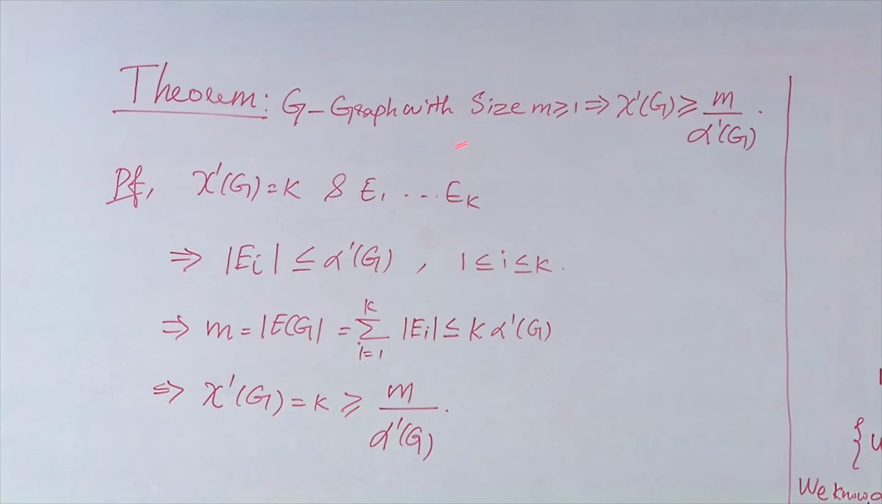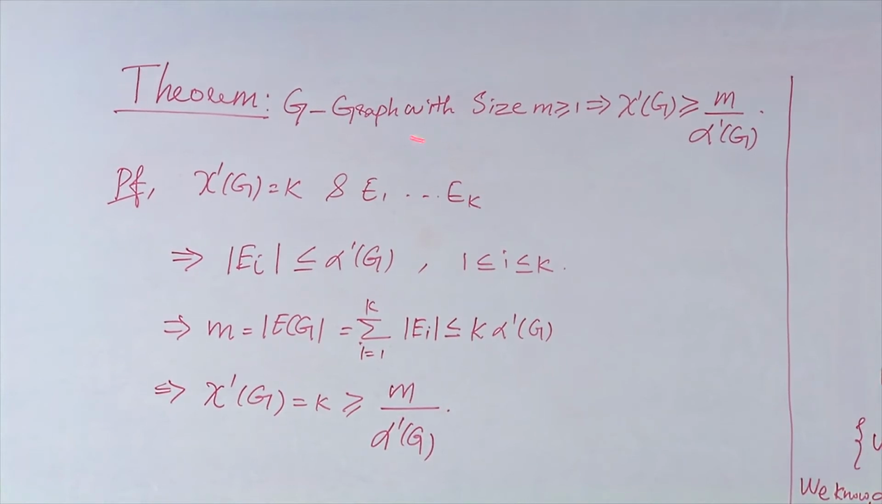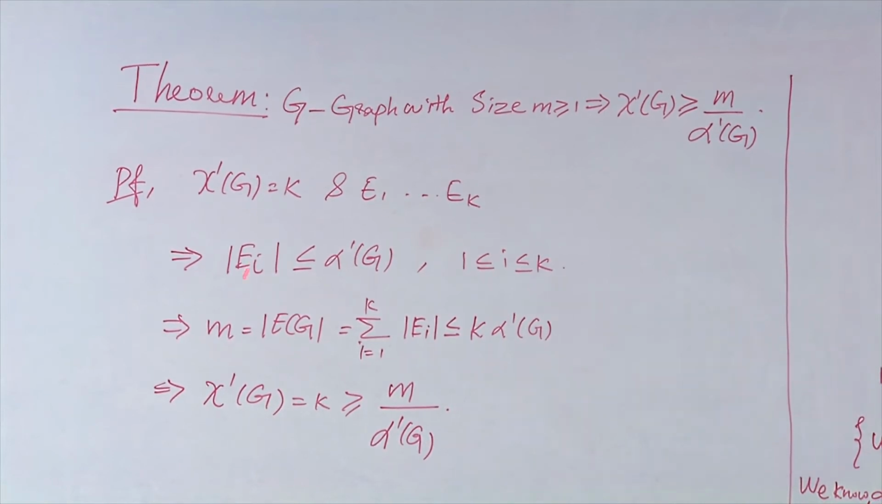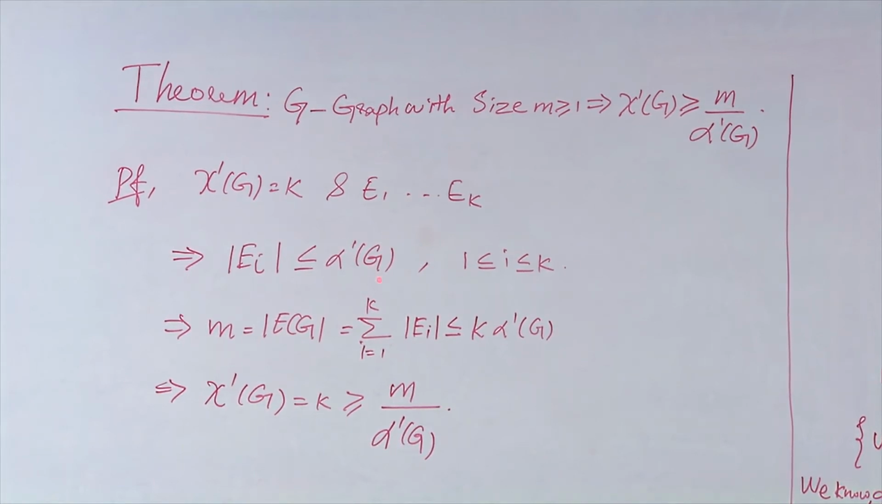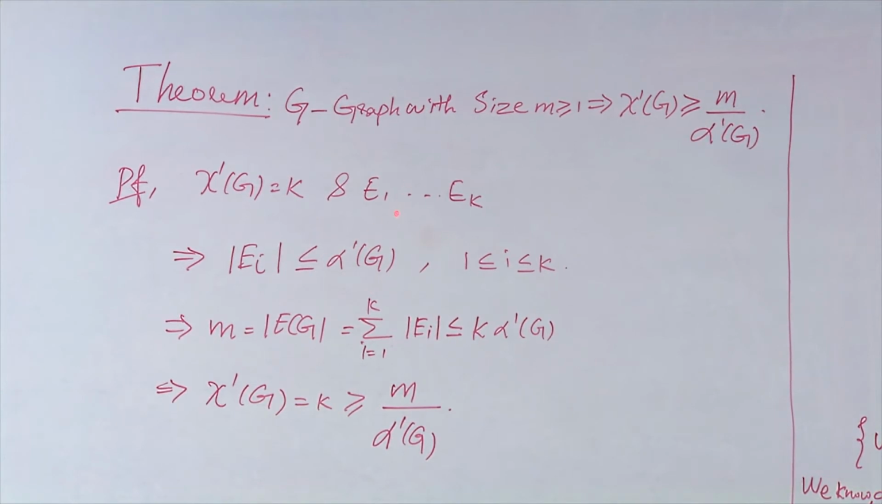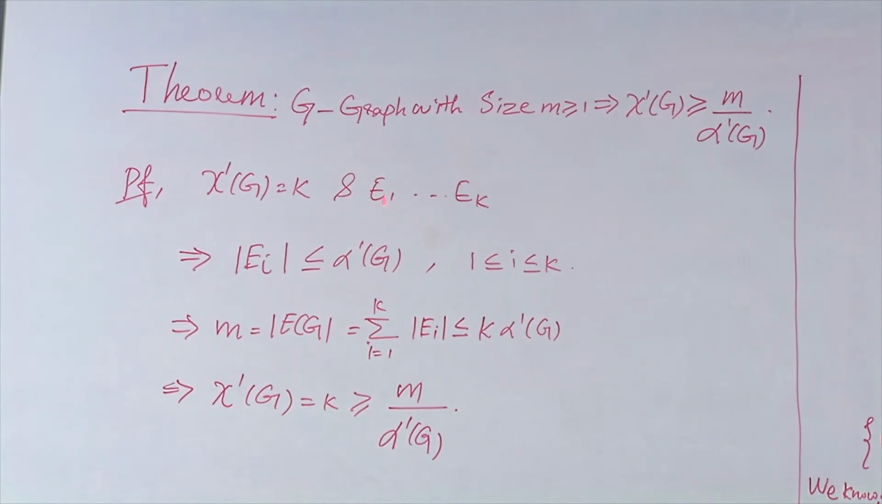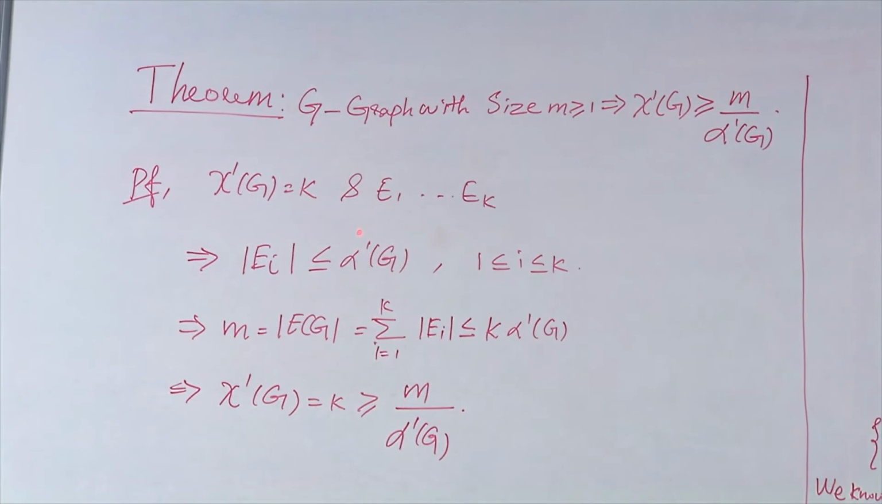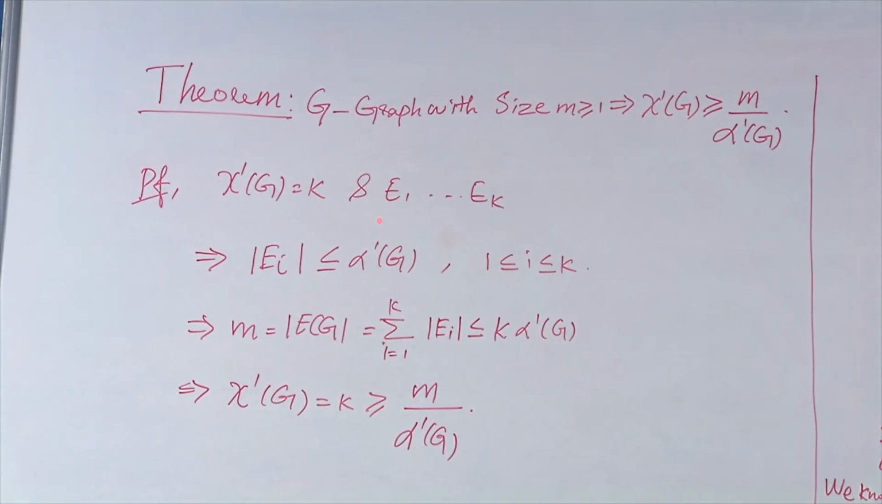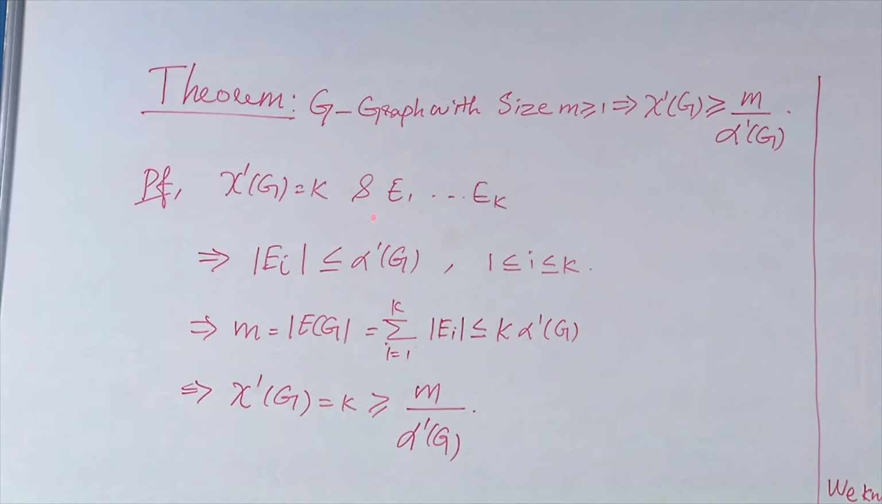Obviously, none of them will be empty because we have already used k colors. So none of them here is an empty set. And moreover, when you look at the cardinality of Ei for every i varying from 1 to k, that should be less than or equal to alpha dash of G. Why? Because if I color the edges with the same color, that means those edges are not adjacent to each other. So alpha dash of G is nothing but the maximal independent set.